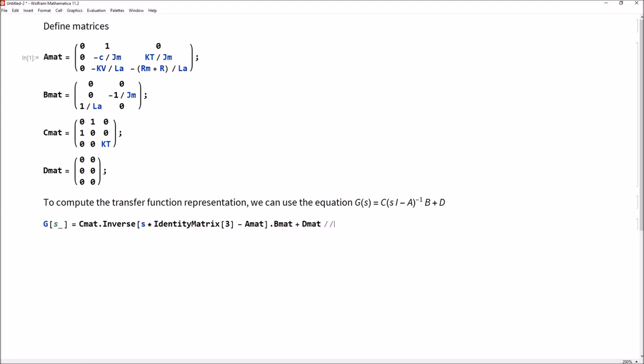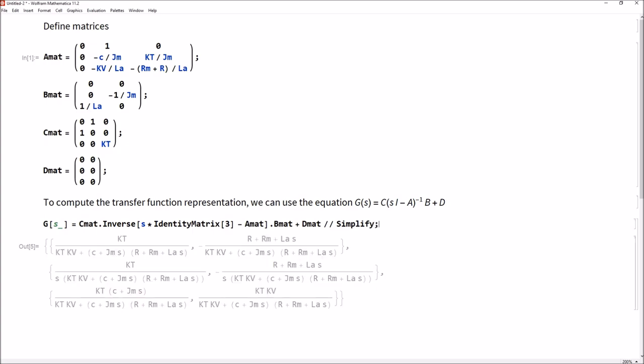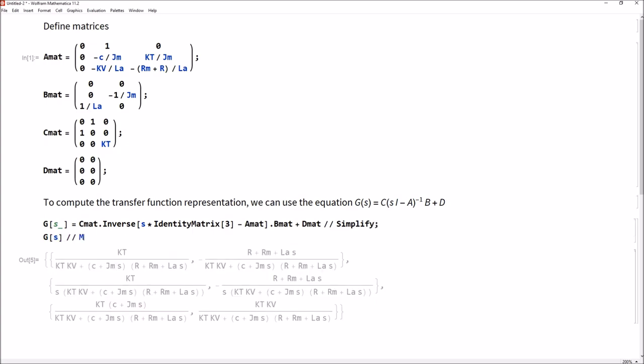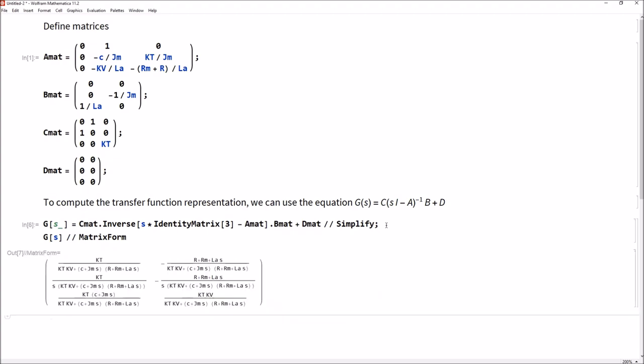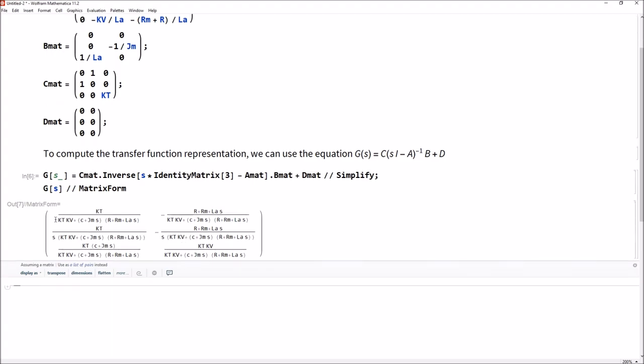Maybe for giggles, let's go ahead and simplify this. And like we said, this is gonna be a matrix. So for example, if I shift enter this right now, you see I get a big matrix. Maybe it might be easier to look at this in matrix form. So let me go ahead and put a semicolon here and let's look at this in matrix form. Again, if you need a little bit of refresher of playing around with matrices in Mathematica, I've got a separate video discussing that.